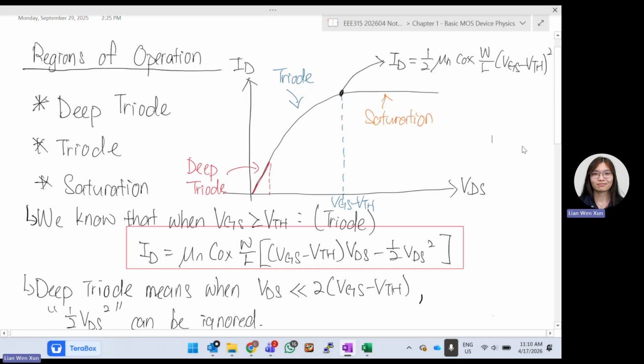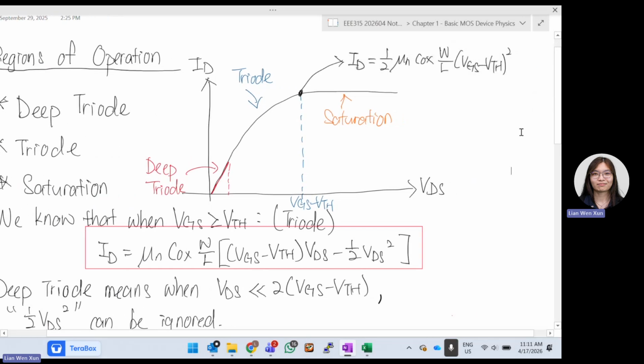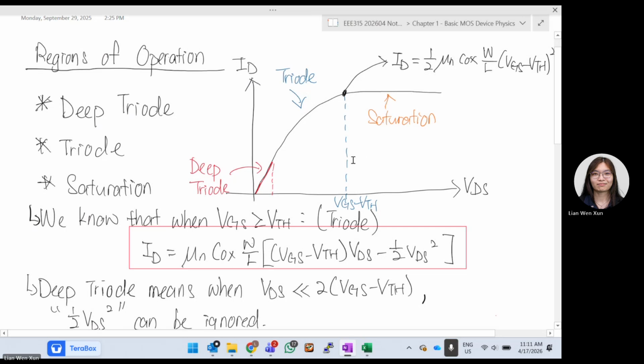So now coming to regions of operation. Last week, we stopped here. We got an equation for the drain current: ID equals half mu_n C_ox W over L, (VGS minus VTH) squared. But actually, the drain current won't be the same all the time. It depends on which region the transistor is operating in.